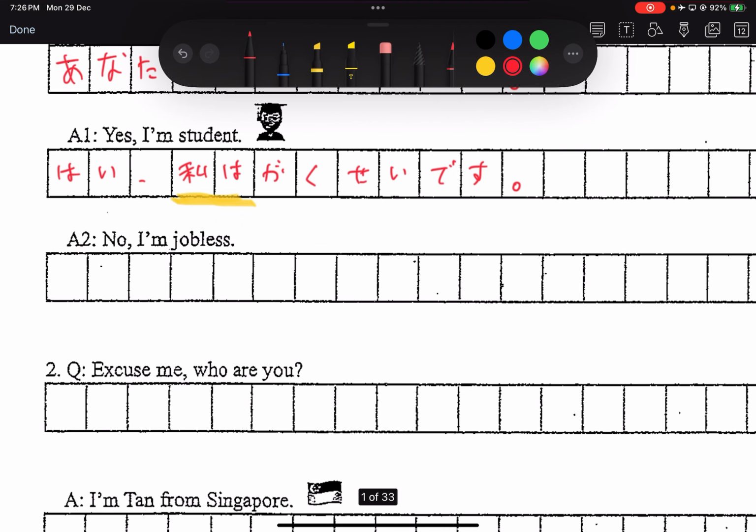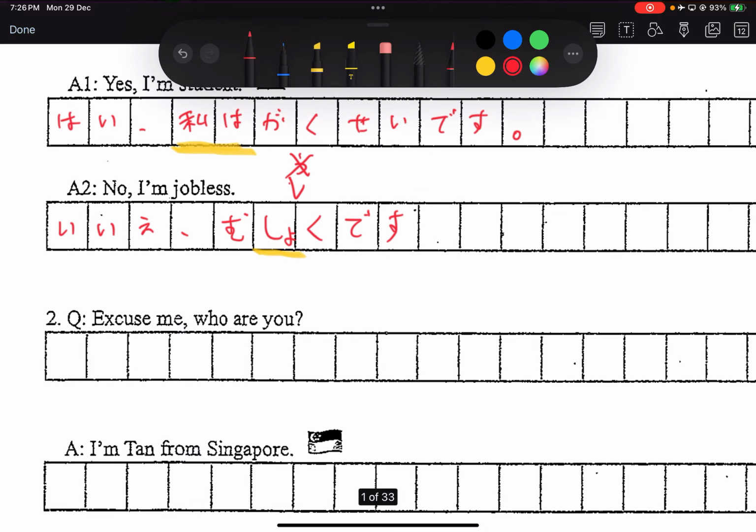Next, A2, no, I'm jobless. いいえ、無職です。 Just one point to take note: sho is a contracted sound, so we write both of them inside one box. And also there is no you. It's not 無職です. So we don't need to put the you. It's just 無職. So no you, be very careful.